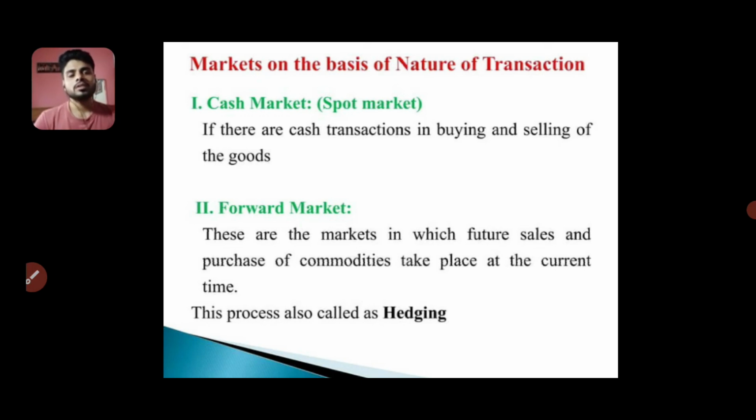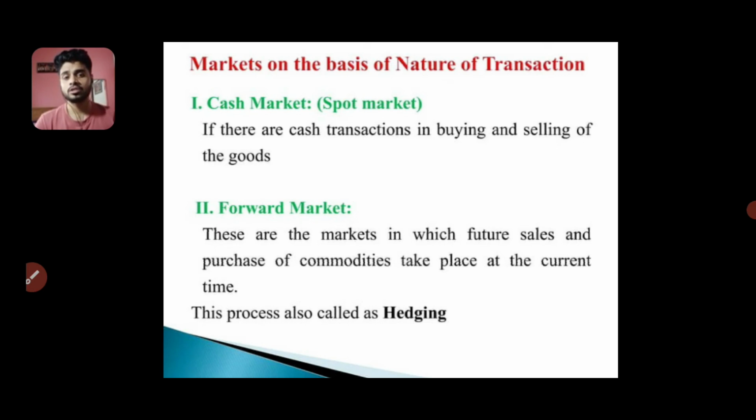Basically, on the basis of transaction we can divide the markets into two types: cash market and forward market. Another name given to cash market is spot market. Now why is it called spot market? Simply because the transactions taking place here are on the spot, and some kind of flow of cash is involved between the seller and the buyer. The seller sells his product or services to the buyer, who in return offers a sum of cash to the seller, and this is what completes the transaction.